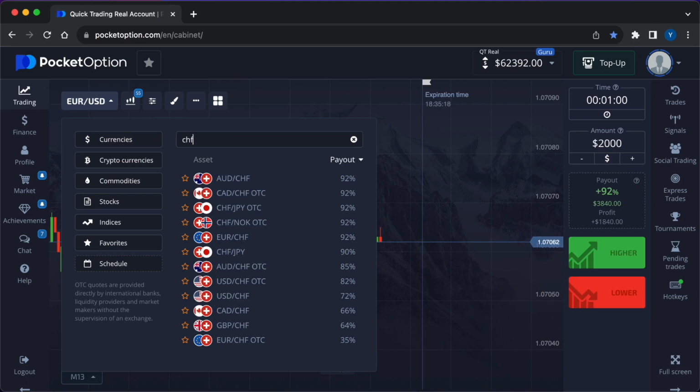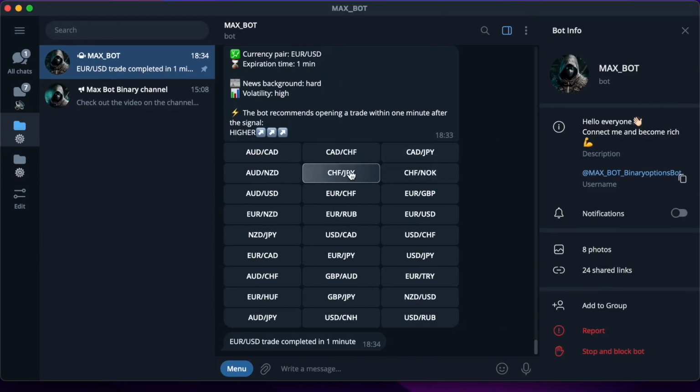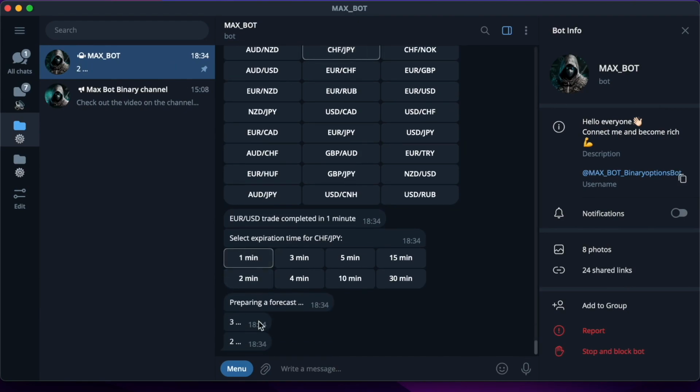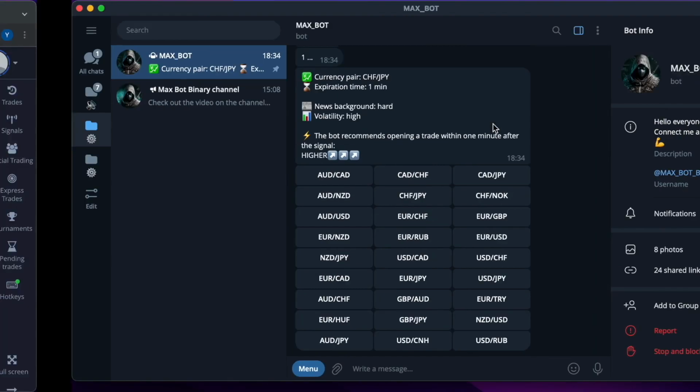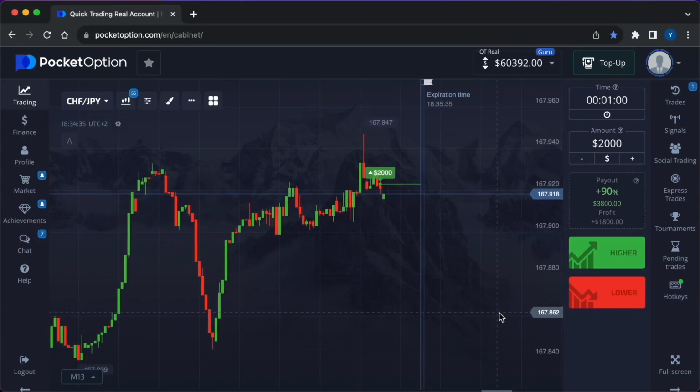$1,840 profit. Change the currency pair, Swiss franc, Japanese yen, high payout 90%, enter into a $2,000 deal, receive a signal for an increase. Also, there is strong volatility and a strong influence of news background on the market.